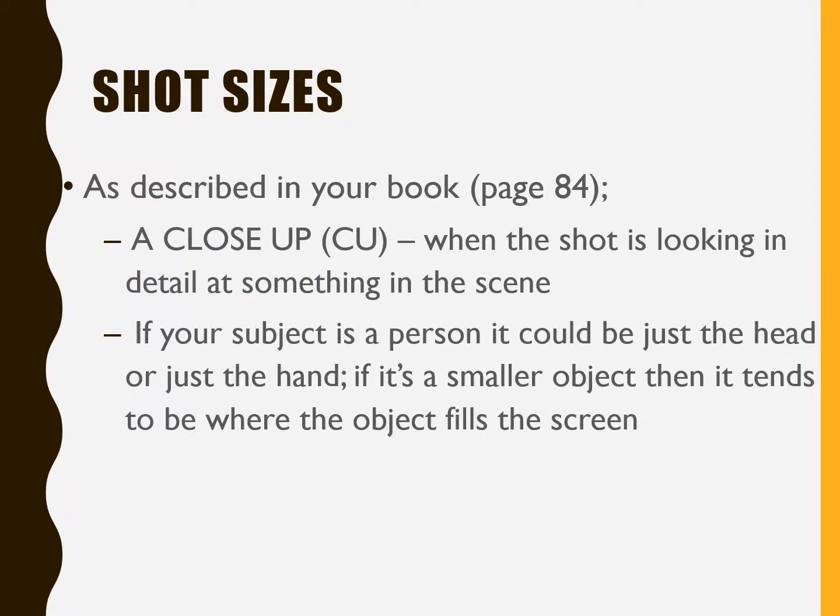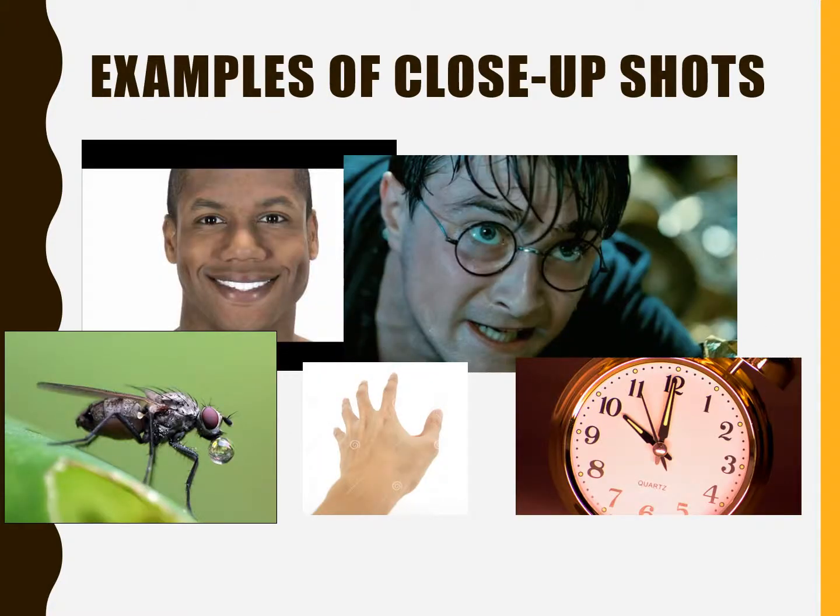And then a close-up, when the shot is looking in detail at something in the scene. If the subject is a person, it could be just the head or just the hand. If it's a smaller object, then it tends to be where the object fills the screen. So you're getting a close-up of one thing, like in this example, close-up of Harry Potter, close-up of a fly, close-up of a clock, close-up of a hand.